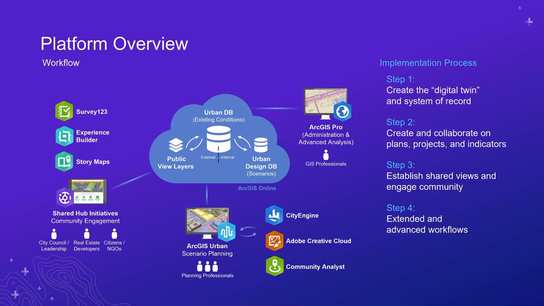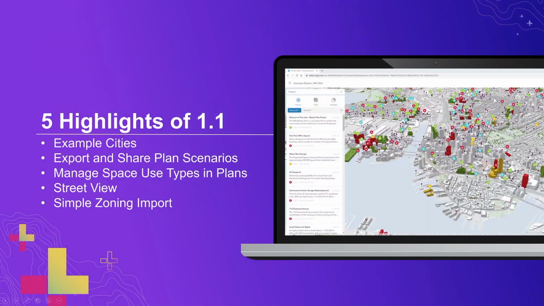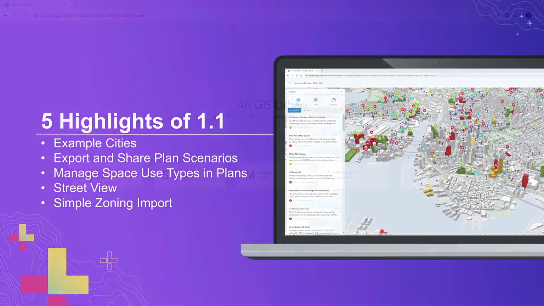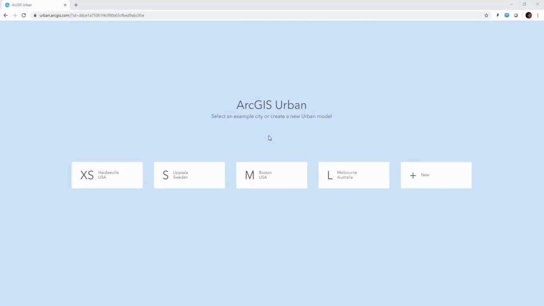So let's talk about what the highlights of 1.1 are. 1.1 came out just at the end of last year, and there are really five main highlights I want to touch on here. The first one is example cities.